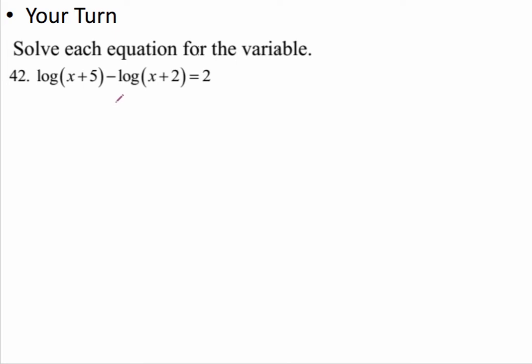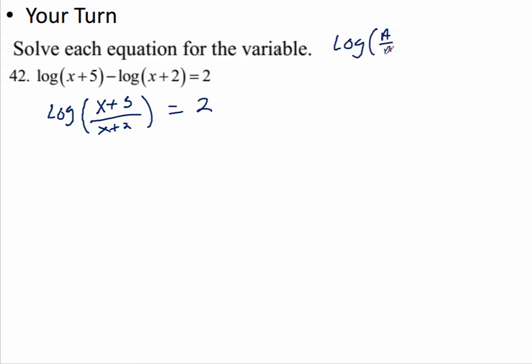So on the left-hand side, we will go ahead and use our properties of logs here. And so this is the logarithm base 10 of x plus 5 divided by x plus 2, and that's equal to 2. So all I've done so far is just use logarithm of a over b is equal to logarithm of a minus logarithm of b. Just use that property, okay? All right, so now what?